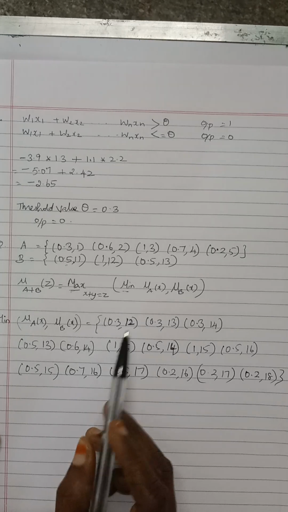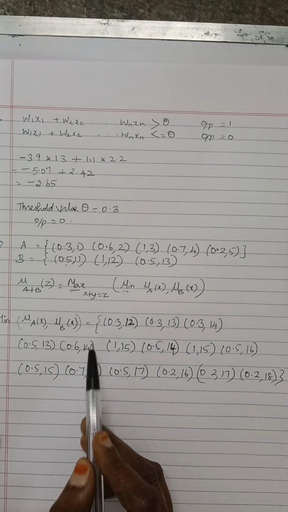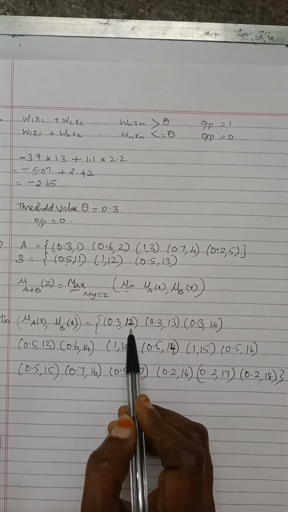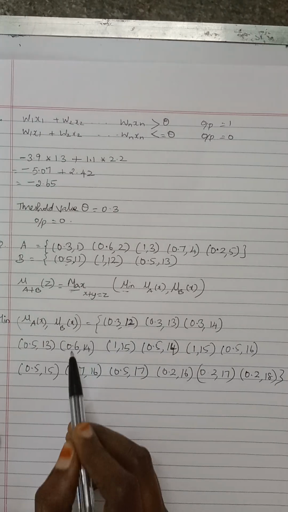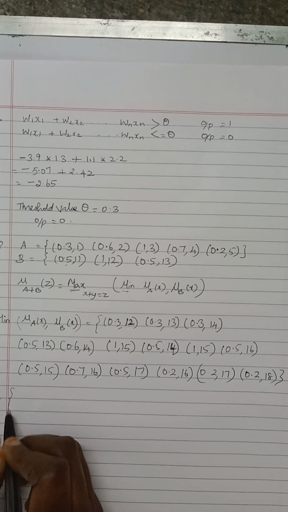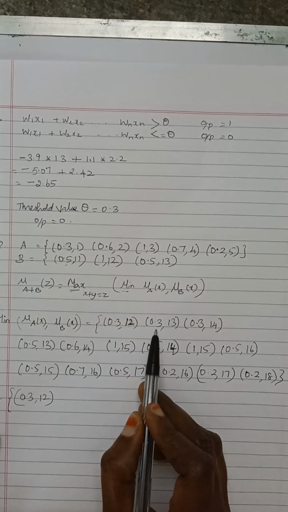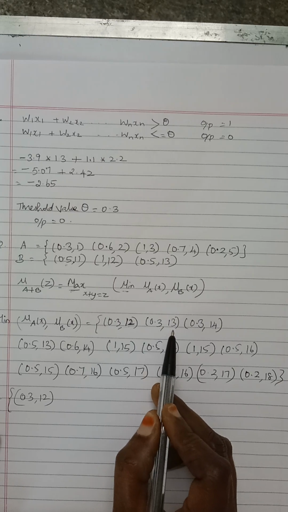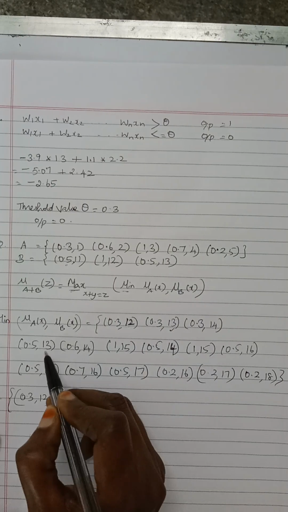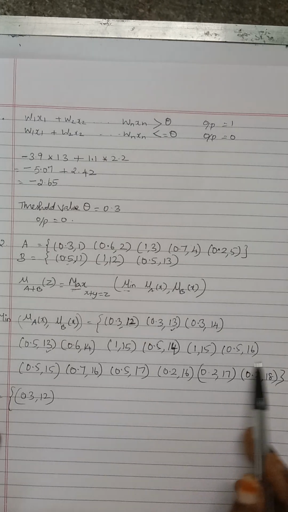So when we have an integer value, corresponding to that only we have to compare. Here we have integer value 12. See if there is any other 12 value. No, there are no other 12 values, so write 0.3 comma 12. Next we have 13. For 13 we have, here we have 13, here we have 13, and then we have 13.